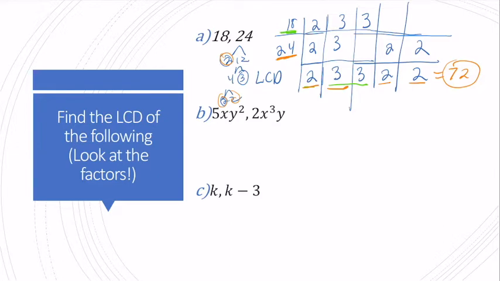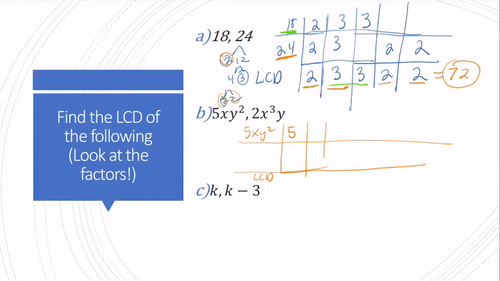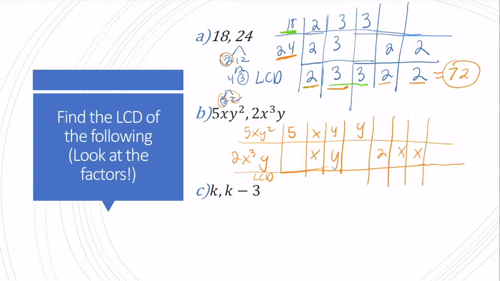Next, I have 5xy squared and 2x cubed y. So we can go ahead and break that apart into its factors and use this same kind of table method. So 5xy squared, if I break that into its factors, it's going to have a 5, it's going to have an x, and it's going to have 2 y's. 2x cubed y is going to have a factor of 2. It's going to have 3 x's, so there's 1, but I need 2 more. And it's going to have 1 y.